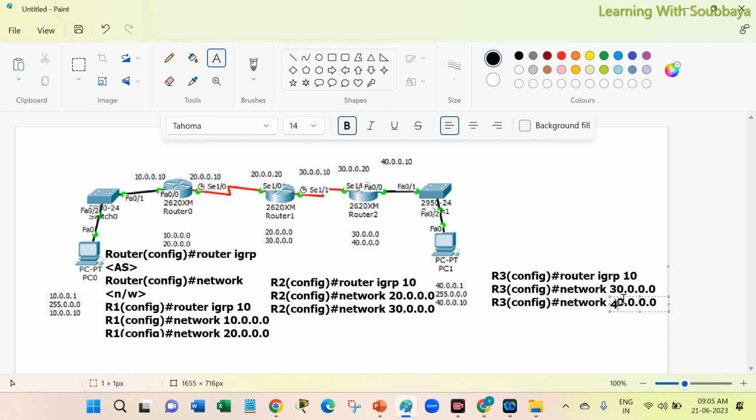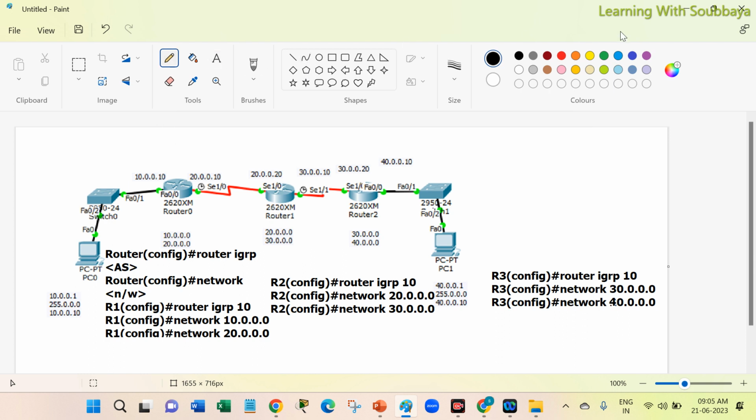But you can see what AS value I have provided here. The AS value is 10. Why did I put 10 on all the routers? Then only can they share information from one router to another router. The AS value should be the same for all the routers in the network. Then only can they share the information with the other routers.